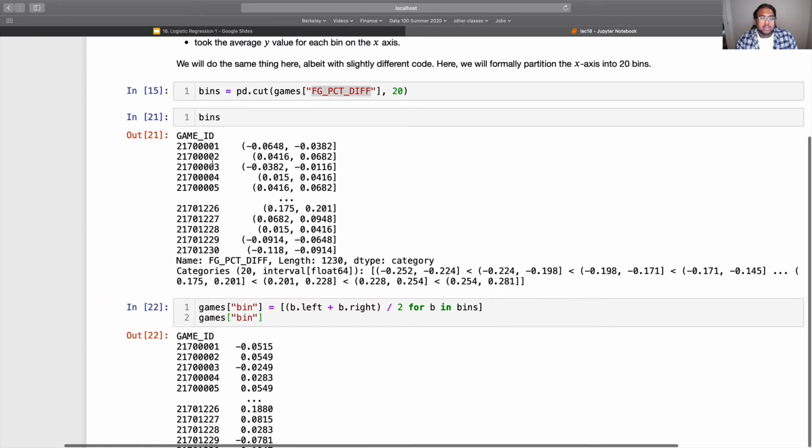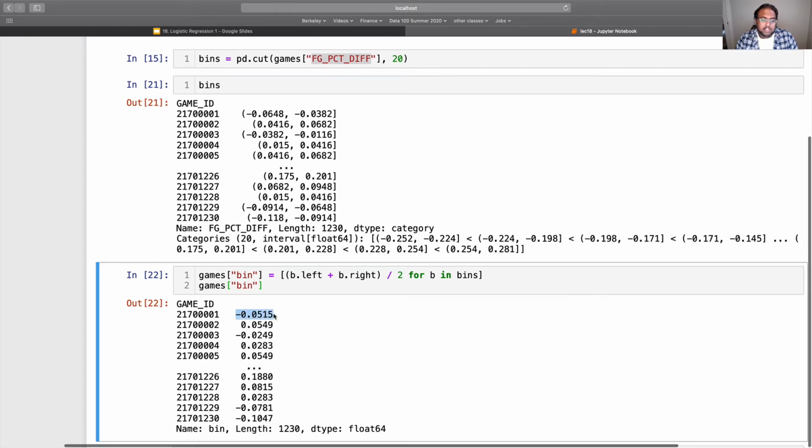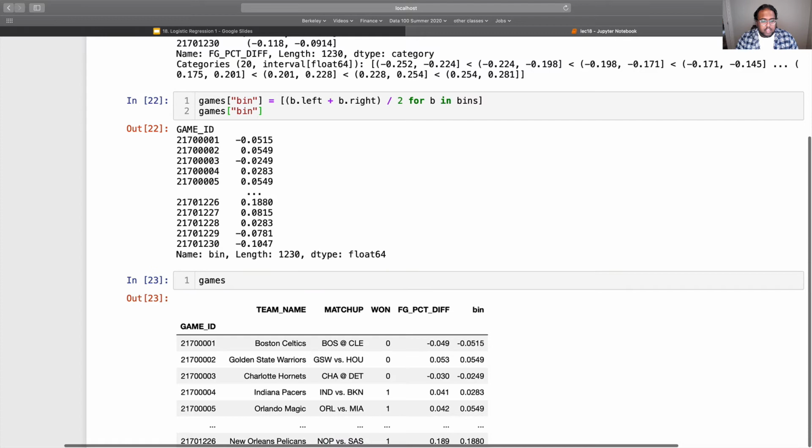What I'm then going to do is, instead of telling me what the left and right endpoints of each bin are, I'm going to take the average of the left and right endpoints and say that each game belongs to this position on the x-axis. And so now, instead of having 20 bins, we just have 20 spots on the x-axis. And what I'm going to do is compute the average y value for each of these 20 bins. And so you can see, for instance, game ID ending in 2 and game ID ending in 5 both fall in the same bin, and so they would be computed within the same average. So let's go ahead and do that.